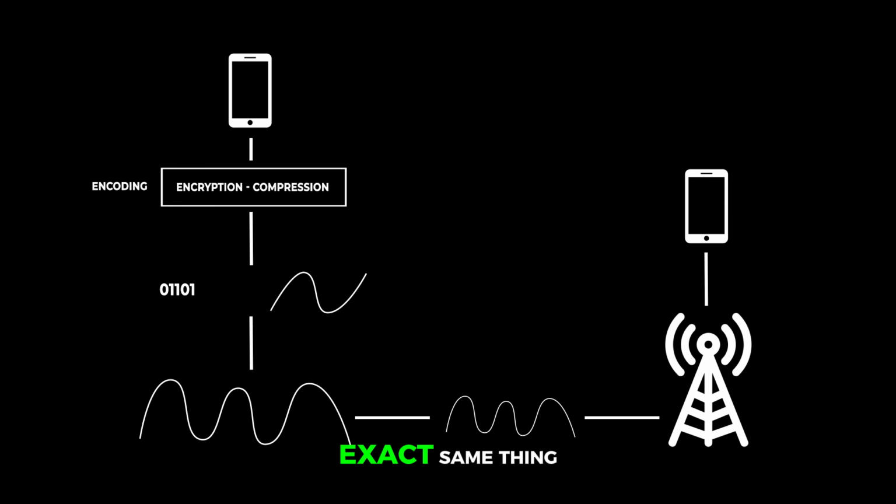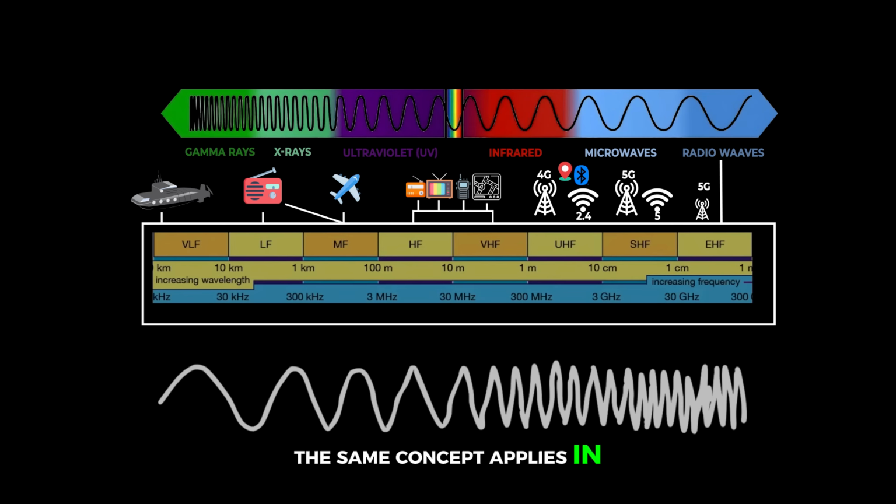The other phone does the exact same thing but in reverse, decoding and converting back to sound. That's how wireless communication works. The same concept applies in different forms for Wi-Fi, Bluetooth, everything that uses waves. They all turn digital data into waves, send it, and then convert it back.